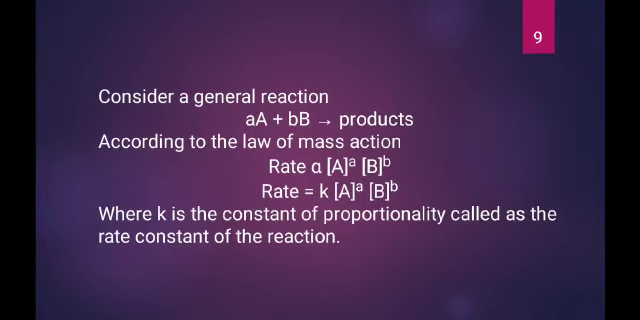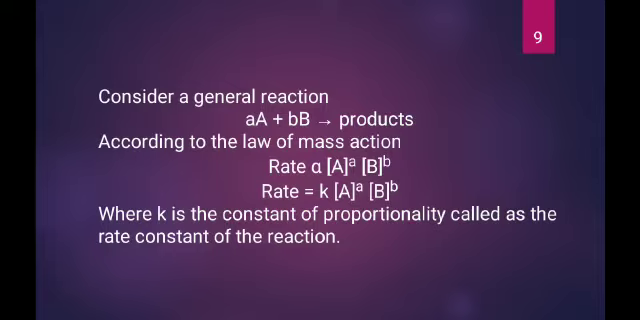Consider a general reaction: a moles of A react with b moles of B to give the product. According to the law of mass action, rate is directly proportional to the product of reactants A and B. Now the number of moles goes to the power, therefore rate is directly proportional to [A] raised to a, [B] raised to b.